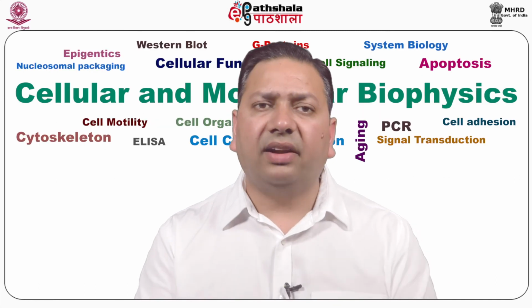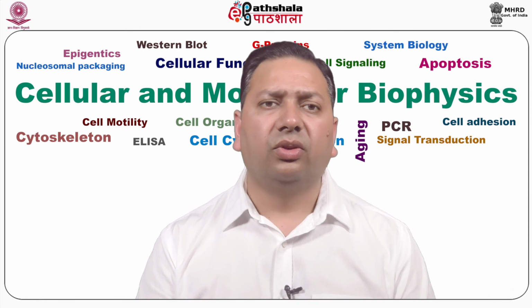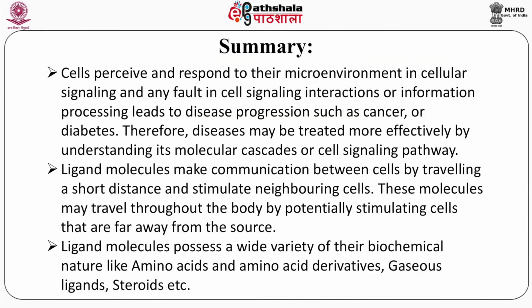Now students, let's summarize what we have learned from this module. Number 1, cells perceive and respond to the microenvironments through cellular signaling, and any fault in signaling interactions or information processes leads to disease progression such as cancer or diabetes. Therefore, diseases may be treated more effectively by understanding the molecular cascade or cell signaling pathway.